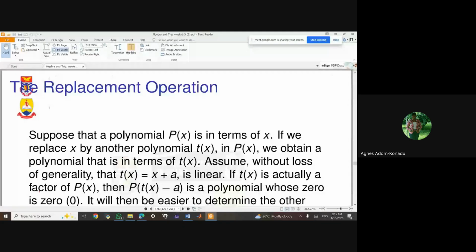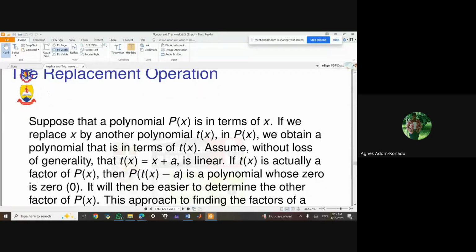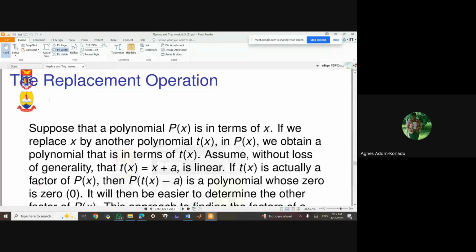Okay, so let me just read the replacement theory, then you'll solve one question. We know how to find the factors of a polynomial function. We have looked at the factor theory approach. Then there's another way of finding the factors of a polynomial function, and we call it the replacement approach.